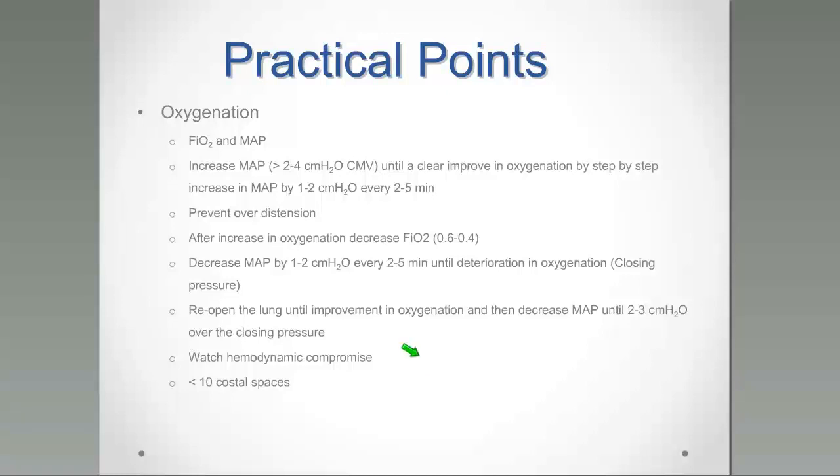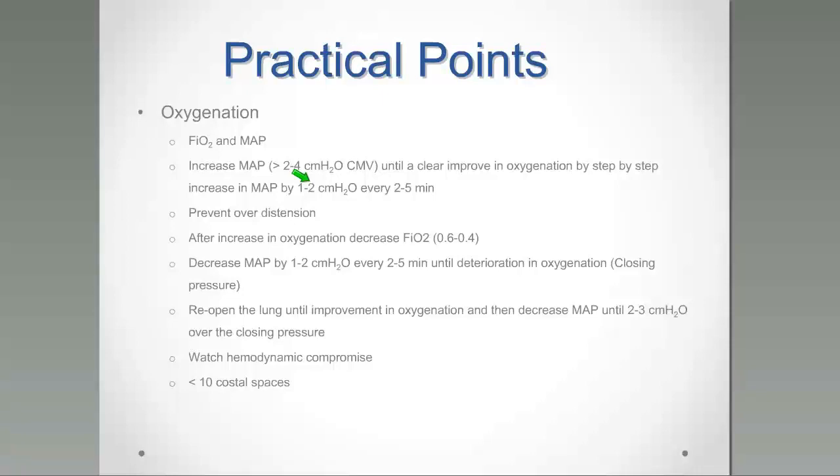Using the oxygen saturation, we are going to increase the mean airway pressure higher than the mean airway pressure, as I told you, we were using during conventional mechanical ventilation. And we are going to increase mean airway pressure step by step, every 2 to 5 minutes, by 1 to 2 centimeters of water. Okay, this is not a very strict rule, but this is the way we used to do it.